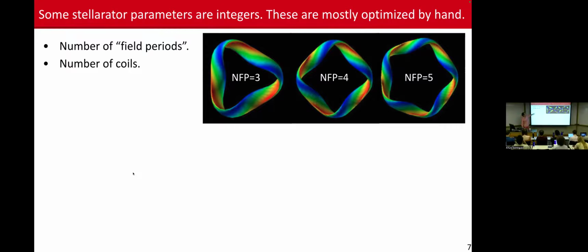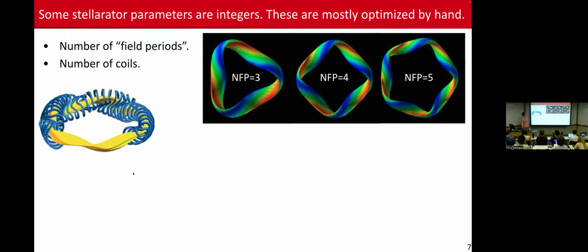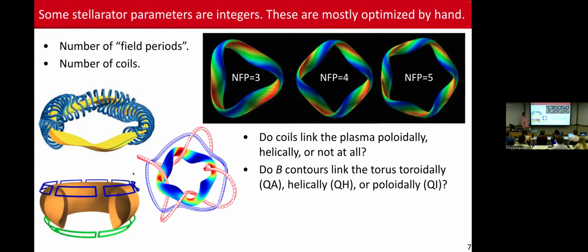Same thing with the number of coils. I'll show that in a second. So typically, you say, I want 40 coils all the way around, and then those coil shapes are allowed to change and move in space, but the number of coils is fixed. In principle, you don't have to do this, but optimization gets a little more complicated if you don't prescribe these integers.